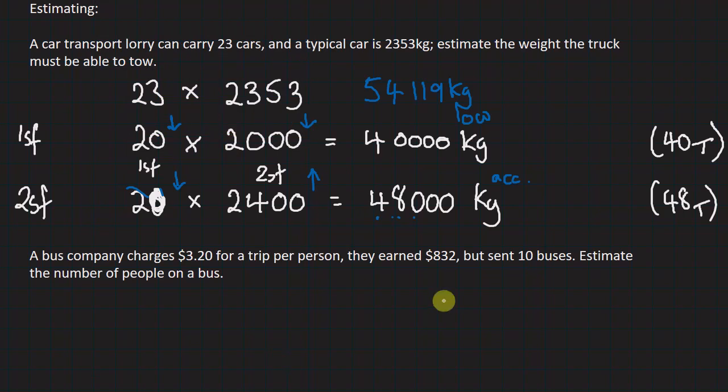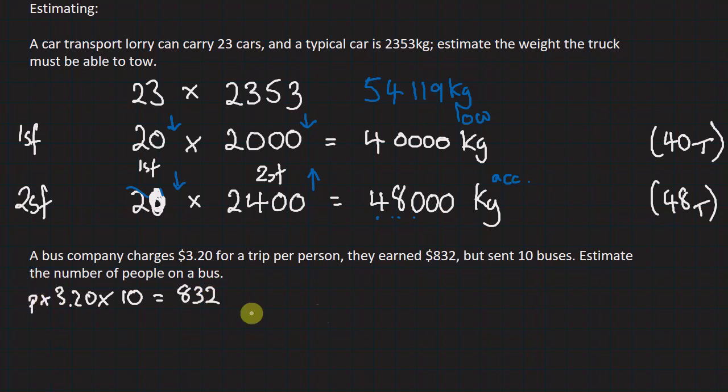So let's come down to the second one. Let's look at our numbers. Well, the total was $832. They sent 10 buses and $3.20 each per person, and we want to know the number of people. So the original calculation to get the 832 is number of people times 3.20 on a bus, and we had 10 buses, so that's people on a bus on average, and that was 832.